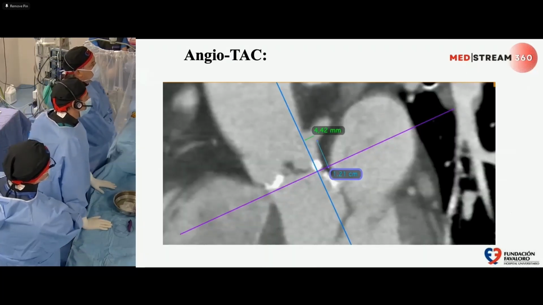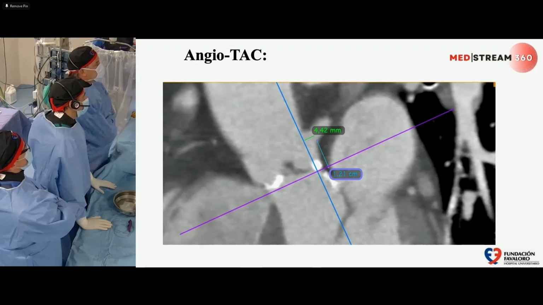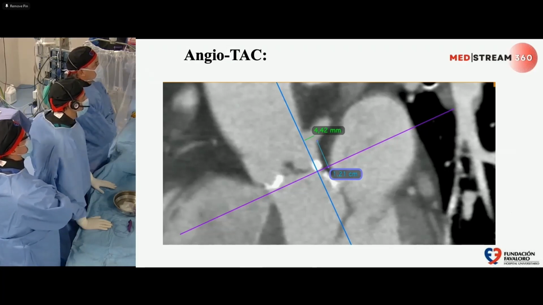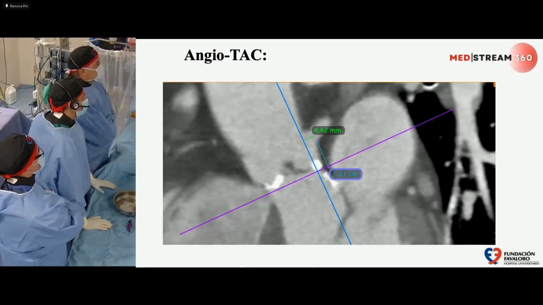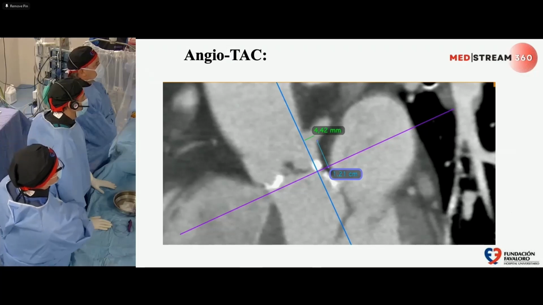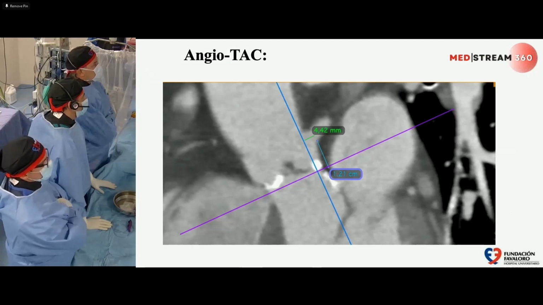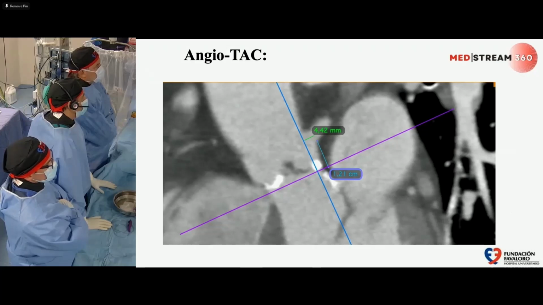Here you can observe some prediction according to the BTC in this left ostium, which is not that high, but is not that low to be protected. The estimated BTC is 4.4, so I think it's still in the low risk for coronary obstruction. Next.